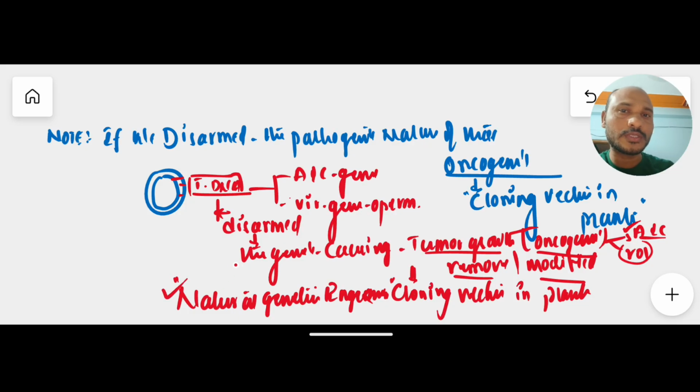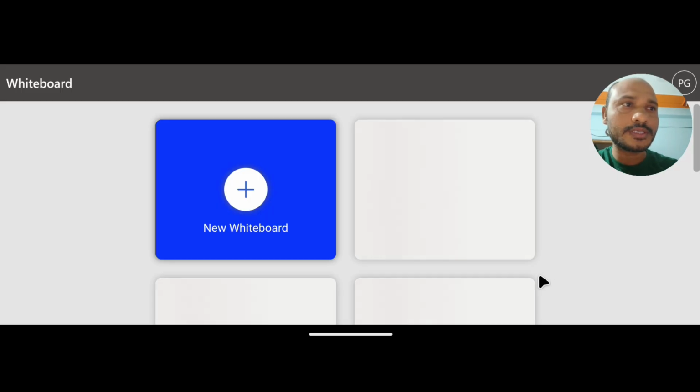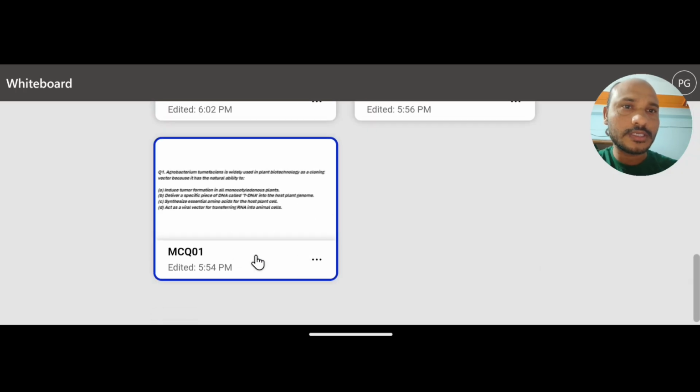So this is all about the concept of the Agrobacterium genus. In Agrobacterium, we have two important species, Agrobacterium tumefaciens and Agrobacterium rhizogenes. So this is all about Agrobacterium. Here I have provided three highly important NCERT based MCQs, so read these three MCQs.